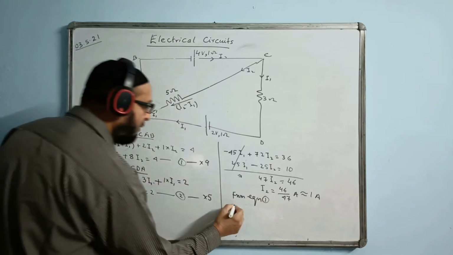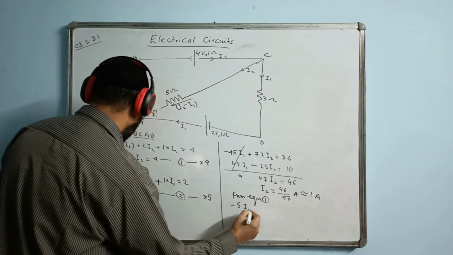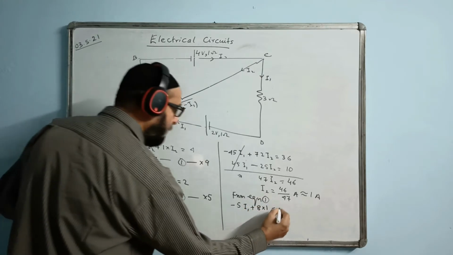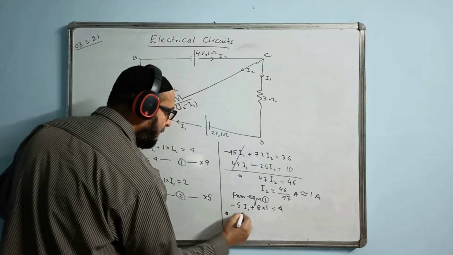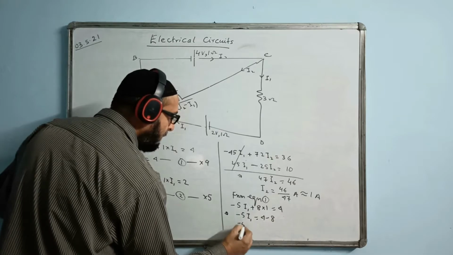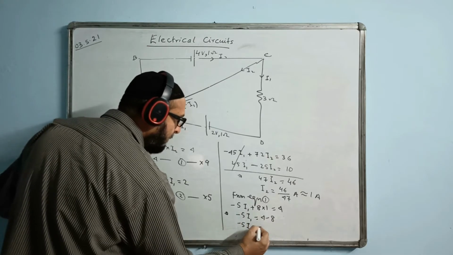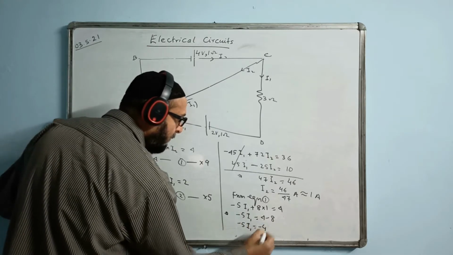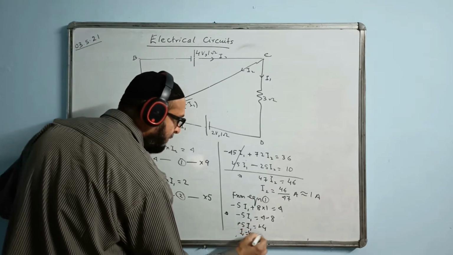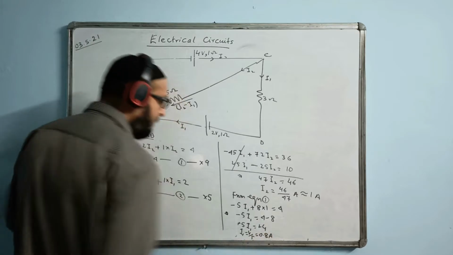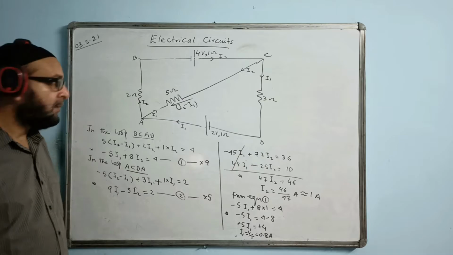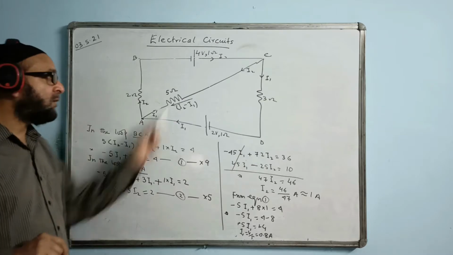I'm putting the value back. Now we get minus 5 I1 plus 8 I2, that is 8 into 1 equal to 4. Minus 5 I1 is equal to 4 minus 8, minus 5 I1 is coming minus 4, I1 value is coming 4 by 5, that is 0.8, nearly 0.8 ampere. But we have to find PD across this one now.